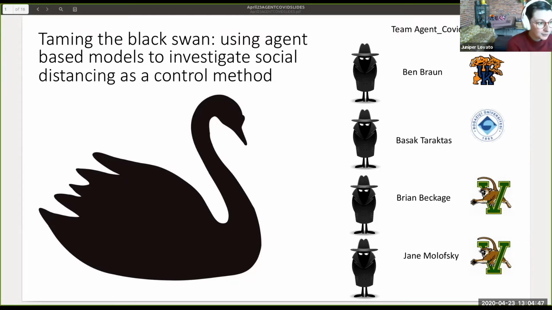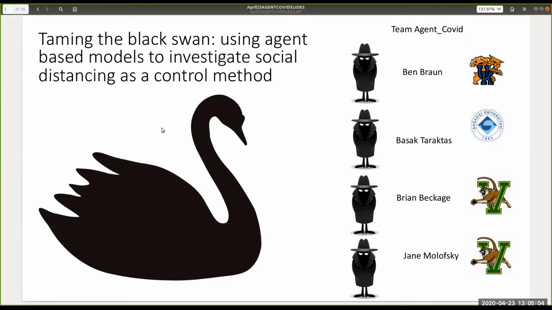We have Ben Braun, who's, I believe, sharing his screen now, and the group has a presentation entitled A Simple Agent-Based Model to Explore Virus Dynamics. So you have 10 minutes, and if you're ready, you can go.